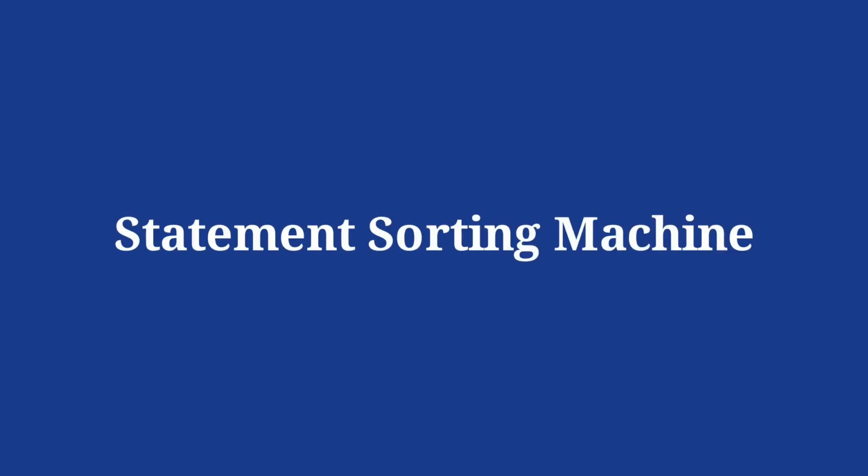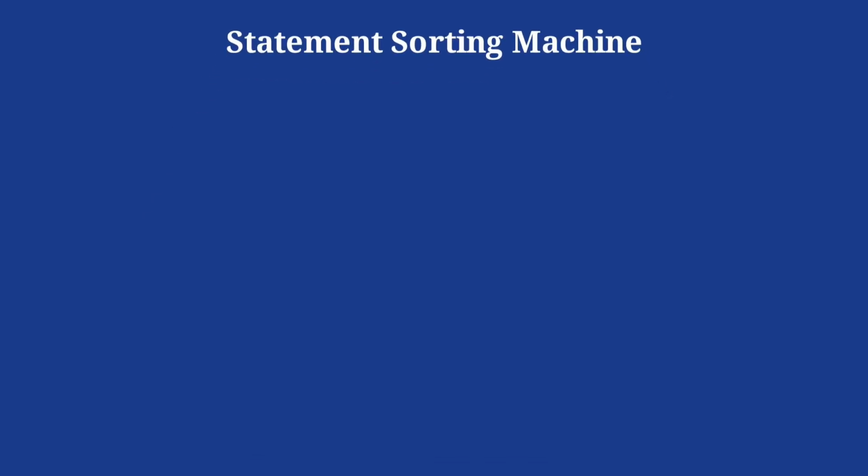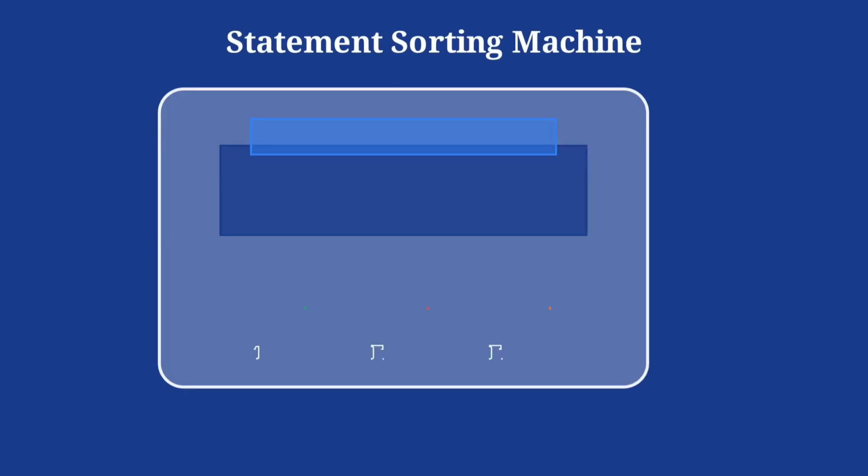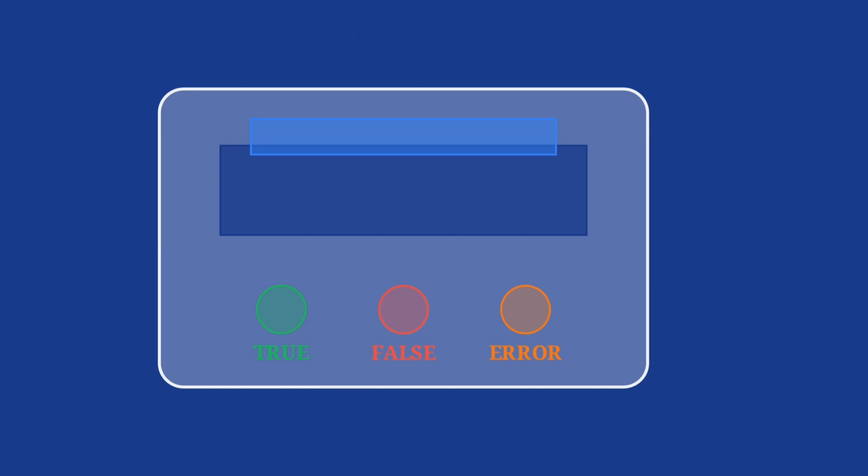To make this crystal clear, let's imagine we have a statement sorting machine. We feed sentences into this machine, and it determines whether they are valid statements or not. The machine has 3 possible outputs: true, false, or error. Let's test some examples.